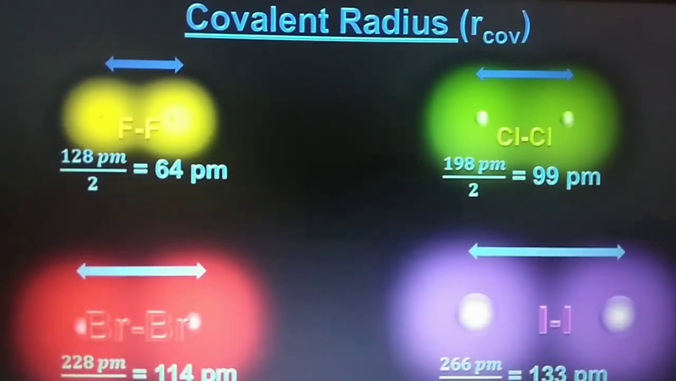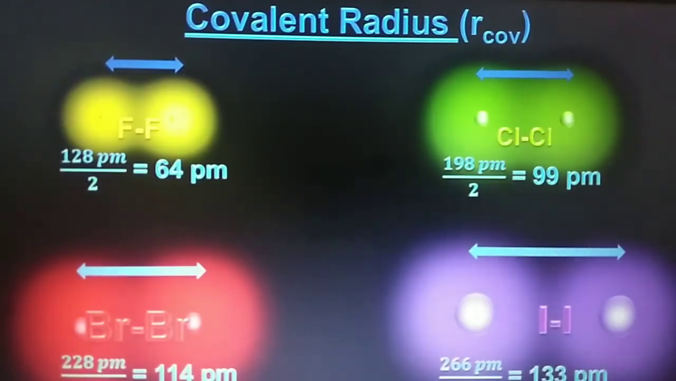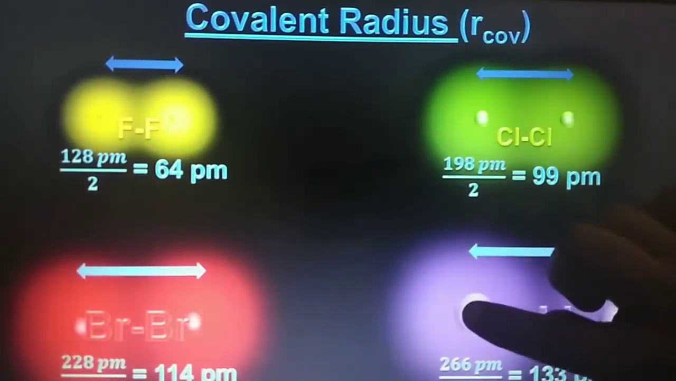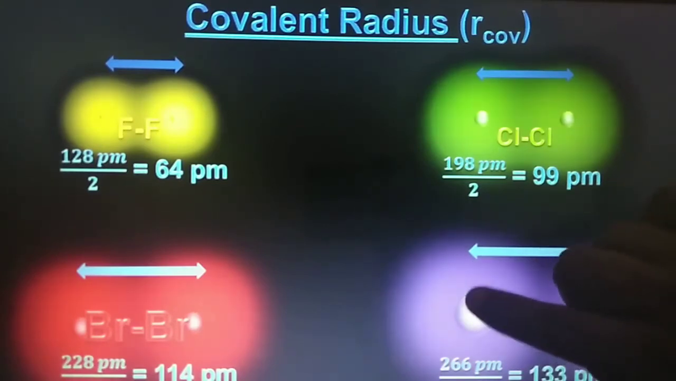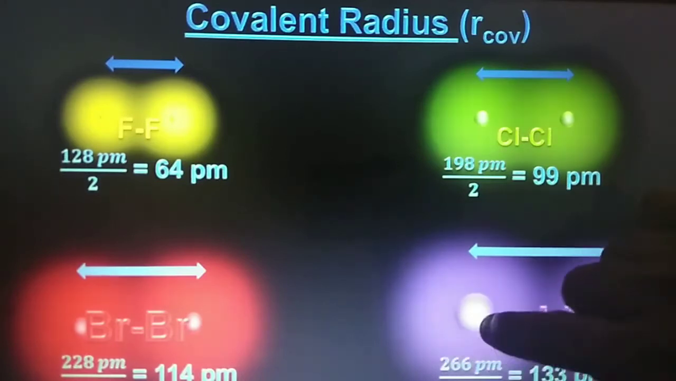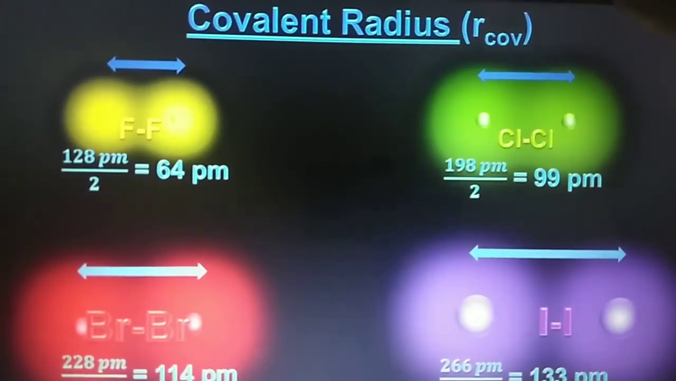But keep in mind that these atoms are in a bonded state, right? So there will be many different cases: when iodine bonds to iodine, when iodine bonds to hydrogen, or to sodium, and when this iodine bonds to any different atom, this size will change, right? So currently we have this value 133, and this value is called the covalent radius of iodine.